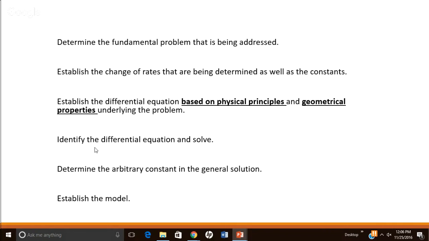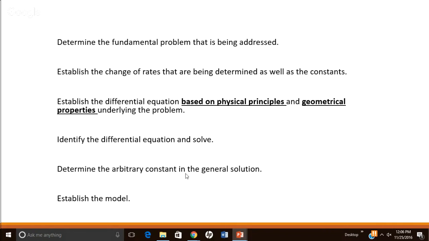Next is identify the differential equation and solve. Now, this statement is basically saying, now that you know what your dependent variables are, you know what your independent variables are, you've got an equation or a formula that relates them. Now you're going to start your implicit differentiation, because you're going to have to turn things into derivatives.